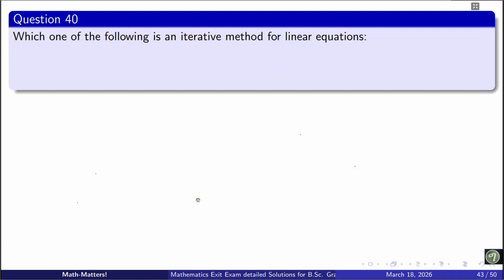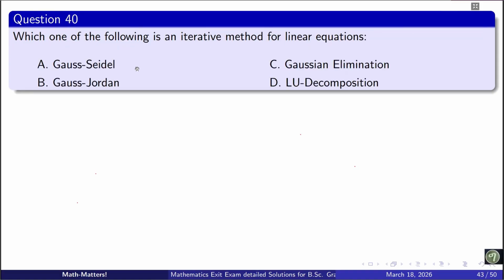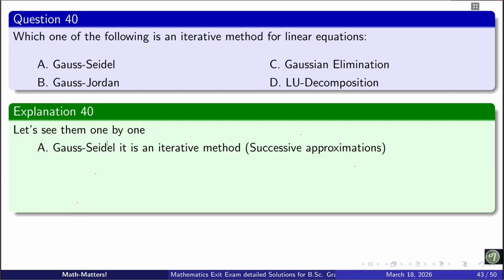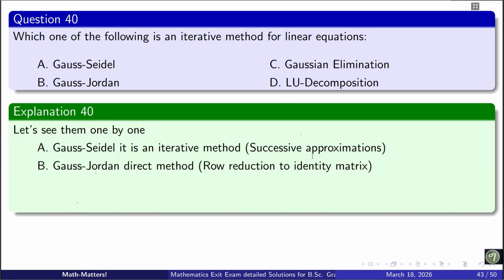Next, which one of the following is an iterative method for linear equations? The options are Gauss-Seidel method, Gauss-Jordan method, Gauss elimination method, and LU decomposition method. So let us see one by one. We know that Gauss-Seidel is an iterative method, which uses successive approximation or successive iteration. Next, Gauss-Jordan is a direct method, which depends on the reduction of the coefficient matrix into an identity matrix.